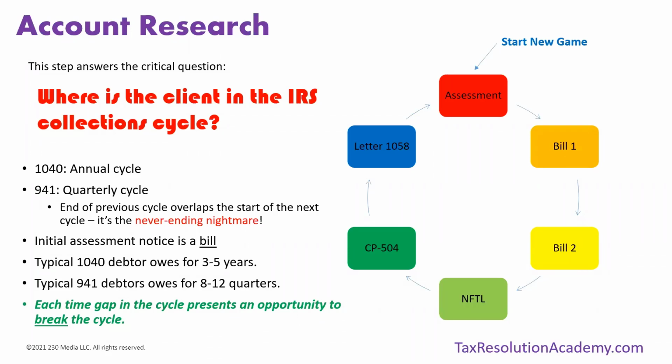For a 941 debtor, however, this cycle never ends because a quarter for 941s is 3 months. This cycle is 4 months. And so this collection cycle from the previous quarter overlaps the filing of the next quarter's 941. And so it is a never ending cycle for a business.